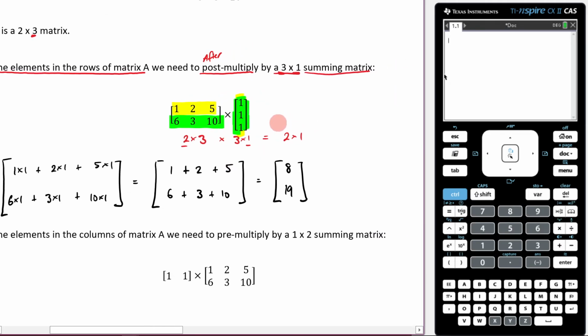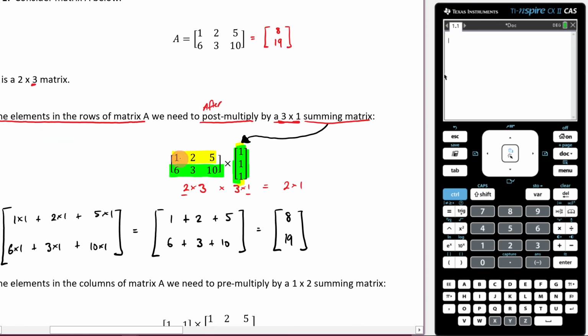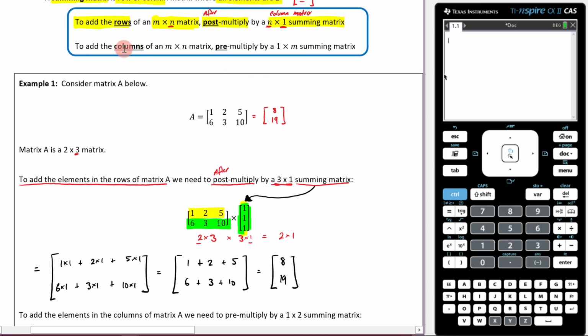Before we move on, can we just appreciate that this thing right here is our summing matrix. This matrix right here allows us to sum the rows. So let's come back to our definition here. To add the rows of an m by n matrix, post-multiply, meaning multiply after it, by an n by 1 summing matrix. And this is a column matrix. So if you ever want to sum the rows of something, you're going to utilize a summing matrix, and it's going to be in the form of a column. All right, let's take a break here. And then the next thing we'll talk about is summing columns together.